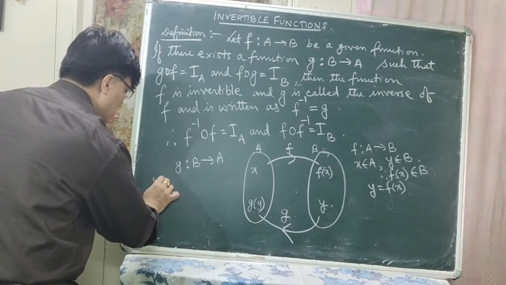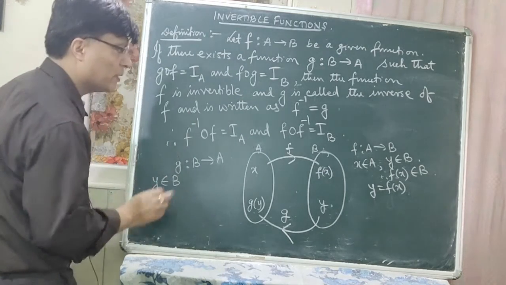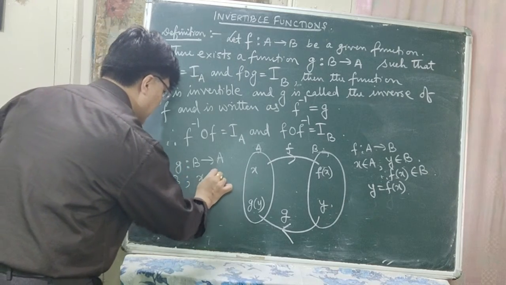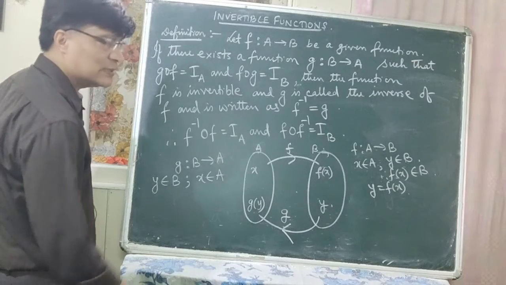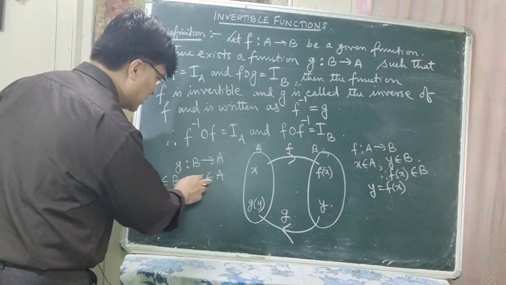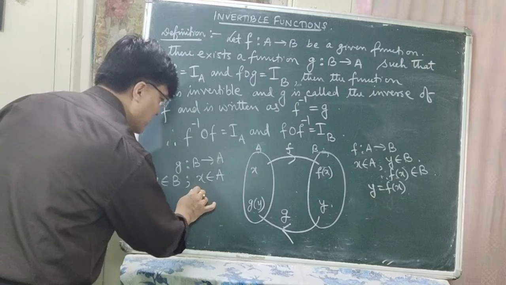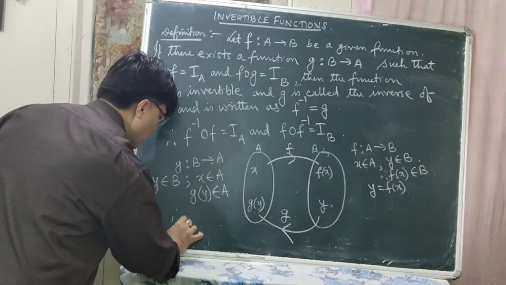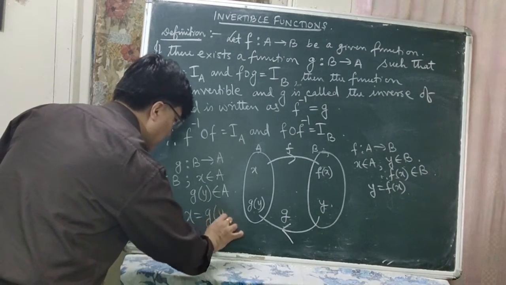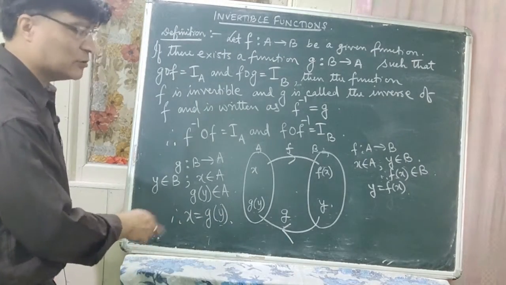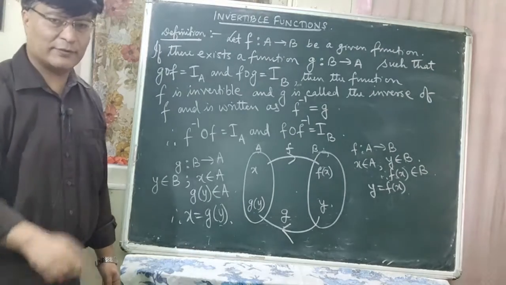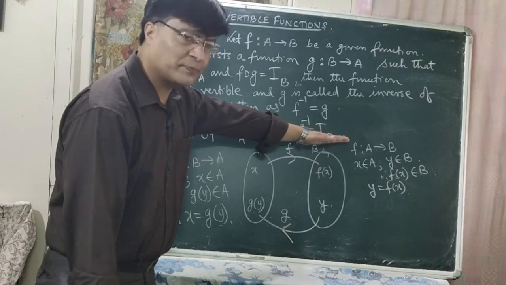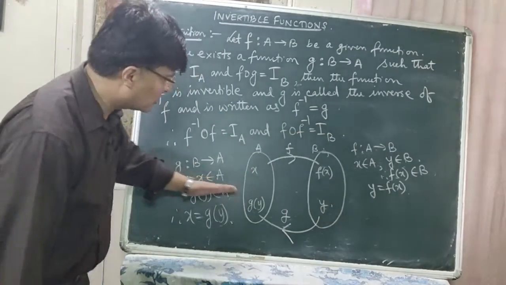Now here Y belongs to the set B, and X belongs to the set A. Or you can write here G of Y belongs to the set A, or you may write X is equal to G of Y. So I think you have understood it. Okay, so you write the definition up to here; whether you copy this or not, just try to understand it.